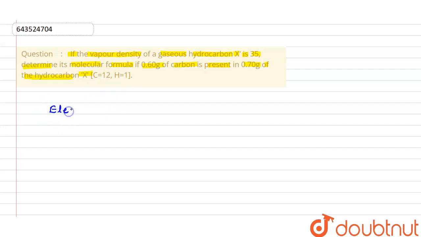Now first of all we have the element is carbon and hydrogen. Secondly, mass of this carbon and hydrogen present in the compound is given, that is 0.6 gram of carbon. So basically out of 0.7 gram, 0.6 gram is carbon, so 0.1 gram hydrogen will be present.